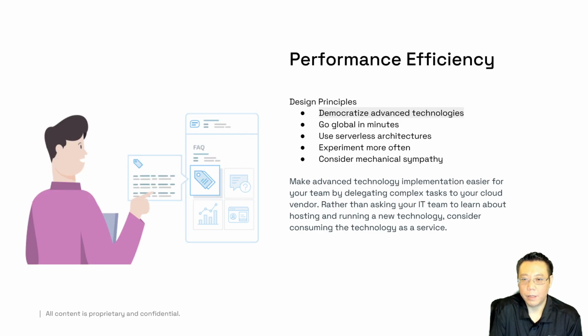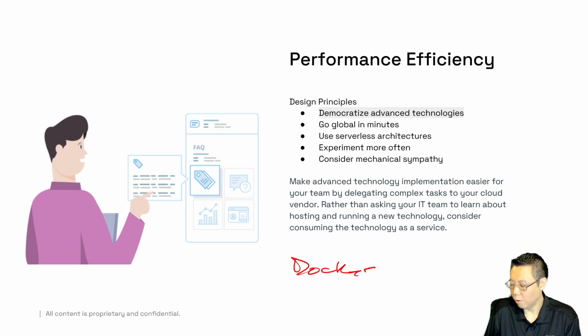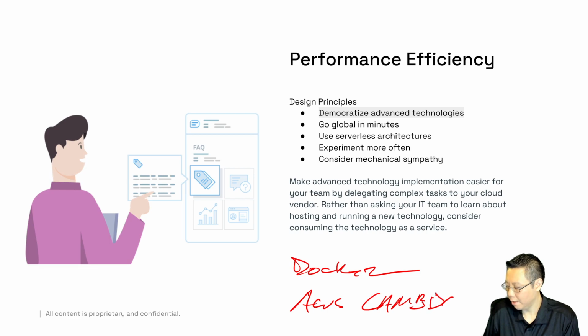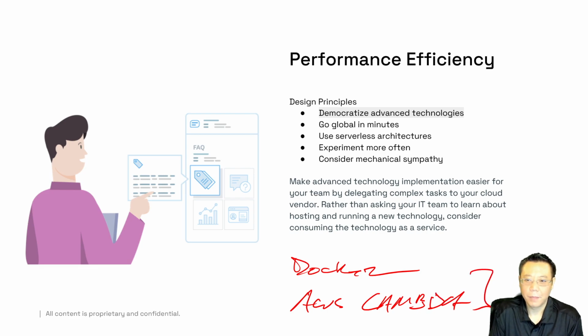Now, our next pillar is performance efficiency. Our design principle is that we want to make sure we democratize advanced technology. So, not just relying on traditional virtual machines, which we maybe migrated really quickly to get to the cloud, but container-based applications such as Docker, or perhaps AWS Lambda, which is fully serverless altogether.